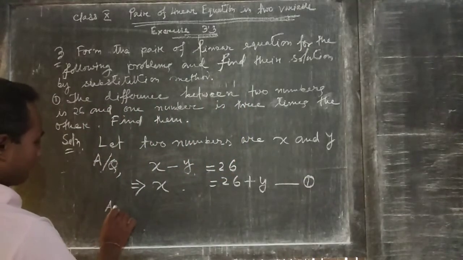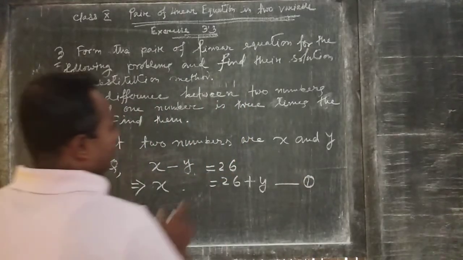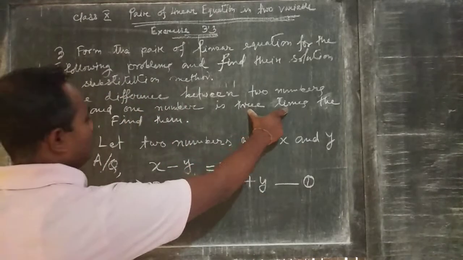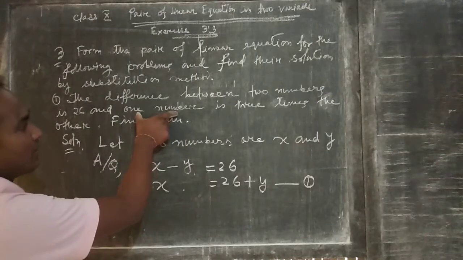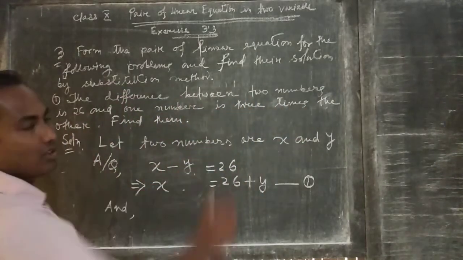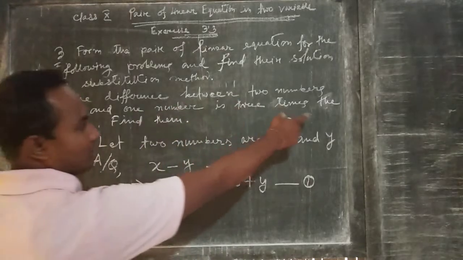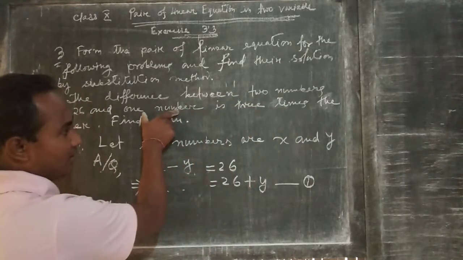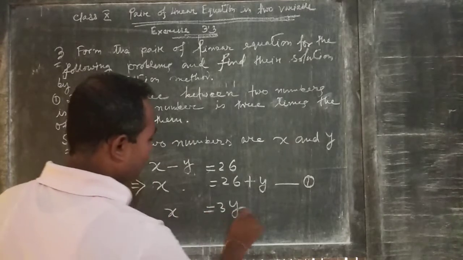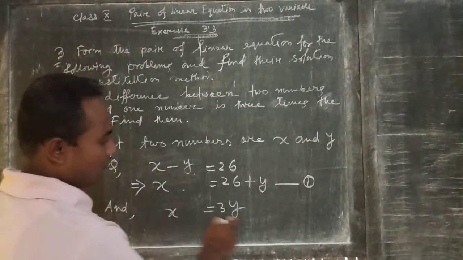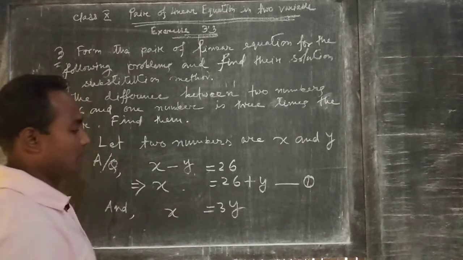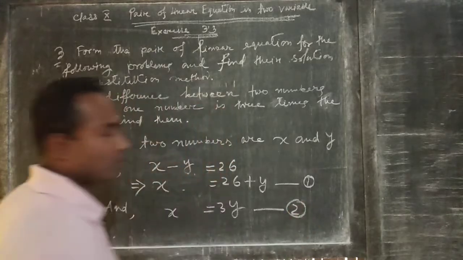And again, what is the second condition given? The second condition is that one number is 3 times the other. That means one number should be the larger number, and 3 times the other number should be the smaller number, because it is greater than the smaller number. So one number should be x and the other number should be y. That means x equals 3y. This is the larger number and y is the smaller number. So the larger number is 3 times the smaller number. Okay, this is equation number 2.